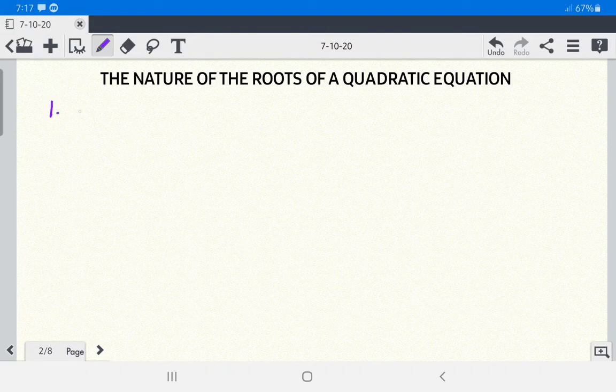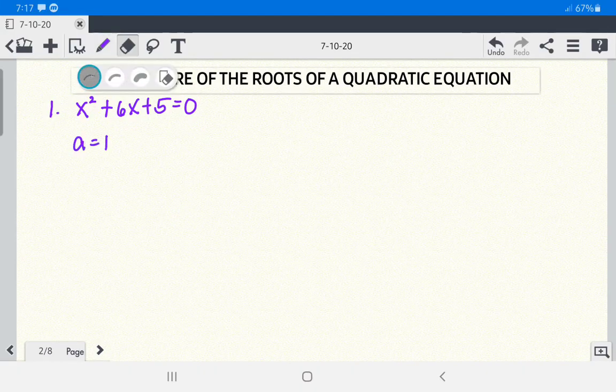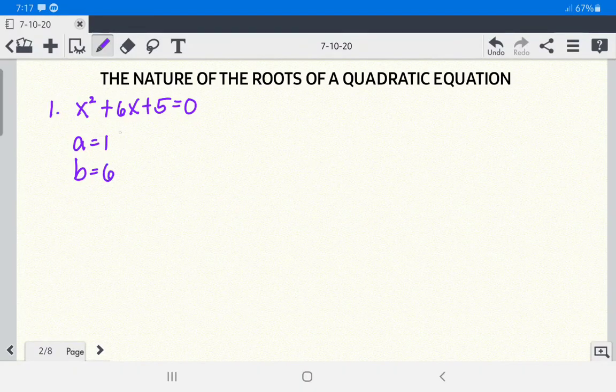Let's say we have x squared plus 6x plus 5 equals 0. Here we're going to identify the values of a, b, and c. So a is 1 because the numerical coefficient of the quadratic term is 1. We got it from x squared. Then the value of b here is 6 from the linear term, 6x. The value of c is 5. This is the constant.